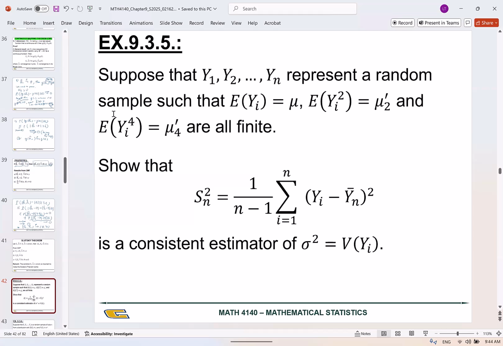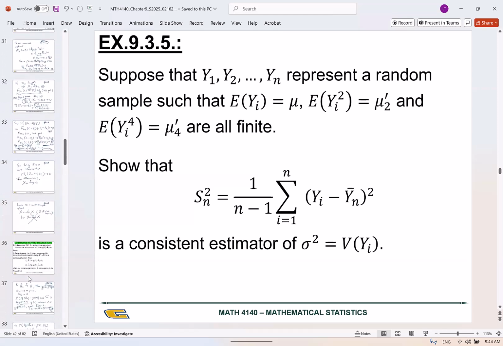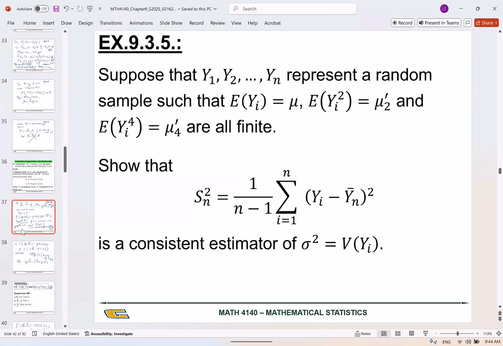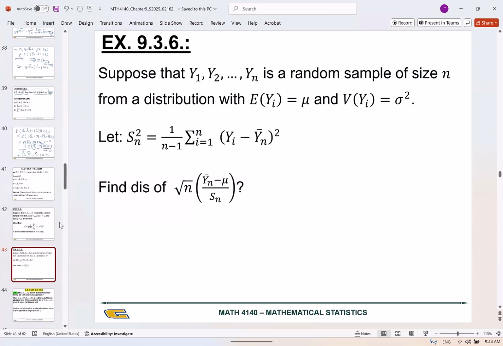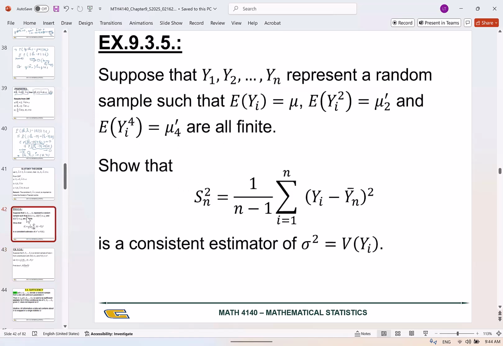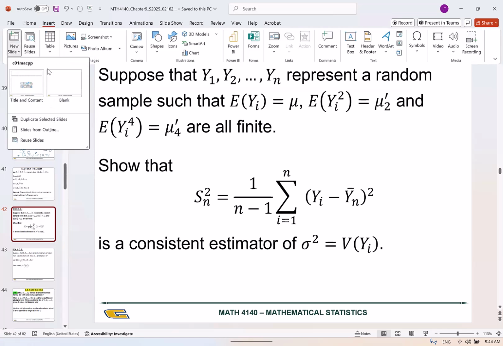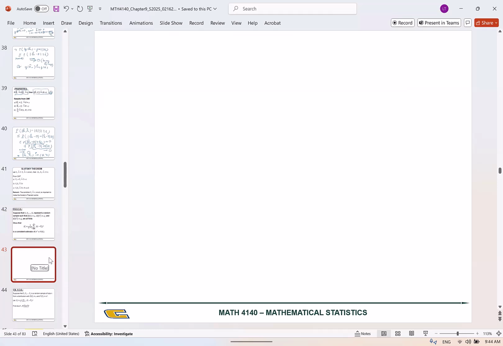We do this by using all the properties we just learned. So how do we do that? We have two examples, and in the next one we will also learn to find the distribution of this quantity, which is a well-known distribution already. 935 and 936 are two related examples of how to use what we just saw to solve this kind of problem.